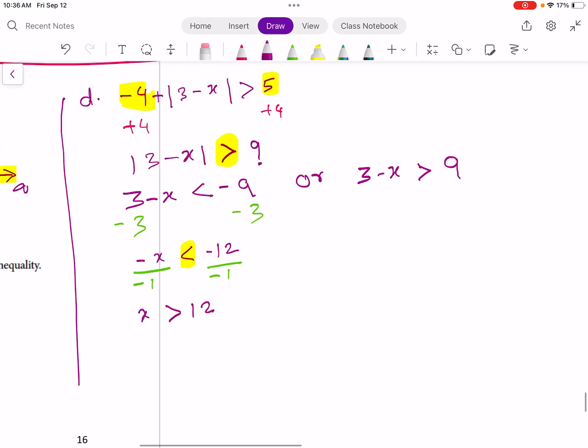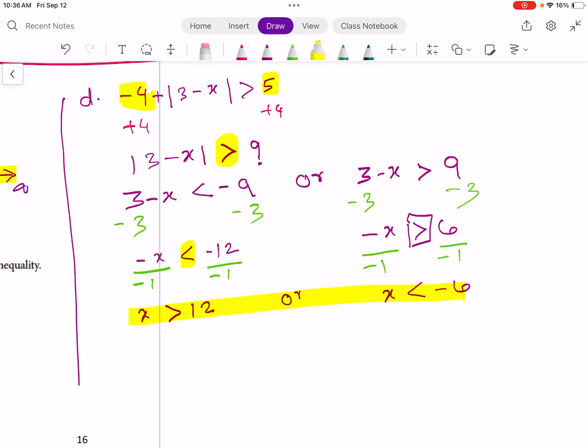In a similar way, let's solve the other inequality. You subtract 3 on both sides. So we have -x greater than +6. Then we need to get rid of the negative by dividing by -1. So we have +x. Do not forget to flip here because we are using a negative number to divide. So less than -6, and we have "or". So this is the solution for this inequality. Every number which is greater than 12 or every number less than -6 is the solution.